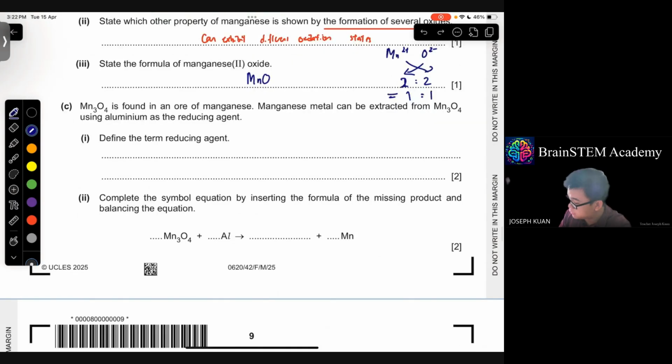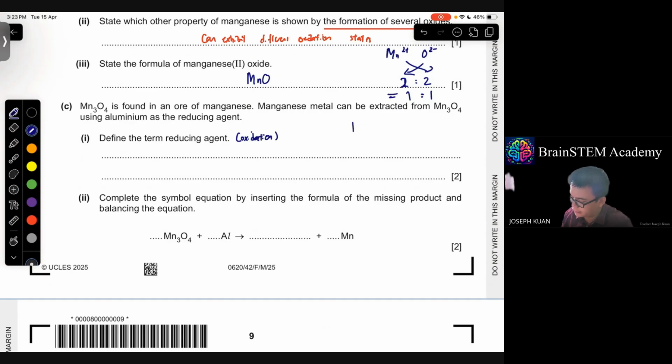Next, this manganese oxide is found in an ore of manganese. Manganese metal can be extracted from this particular manganese oxide using aluminium as the reducing agent. Define the term reducing agent. Now, a reducing agent is a substance that undergoes oxidation by reducing others.